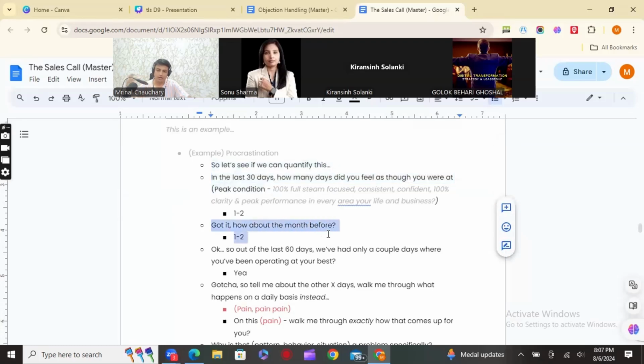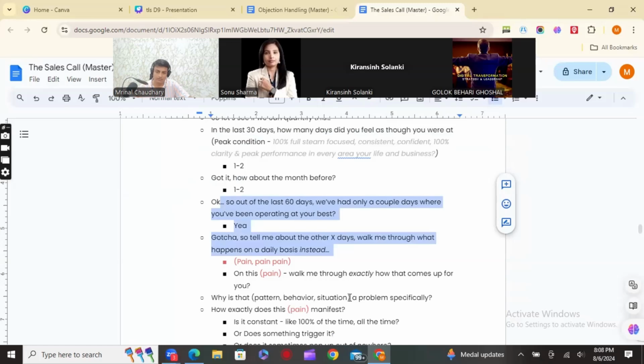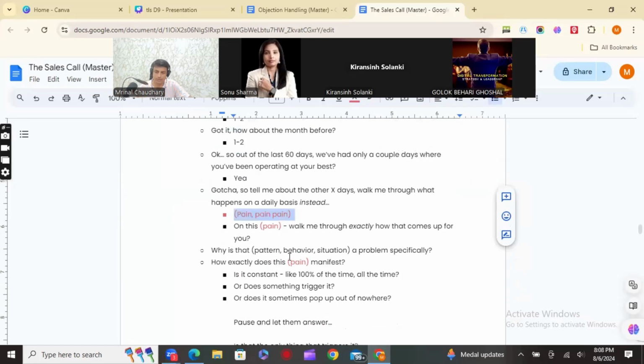So again, we have asked about a month before, how many times you feel like this. He said 1 to 2 days only out of 30 days. So out of 60 days, we have a couple of days where you are operating at your best. Okay, so he said gotcha. Then you say, tell me more about those days. Walk me through that. What happens on a daily basis instead? So he will say about the pain. On this pain, walk me through exactly how it comes to you. How is this pain coming? Is it constant, or is there a trigger?